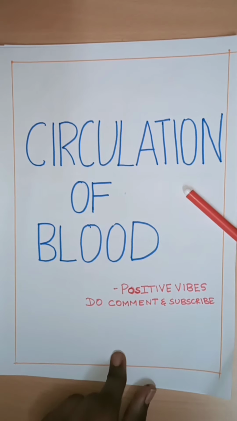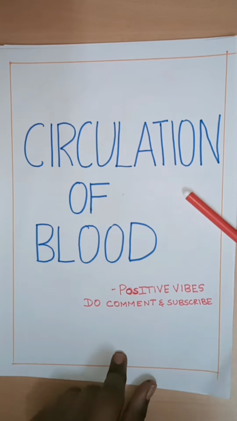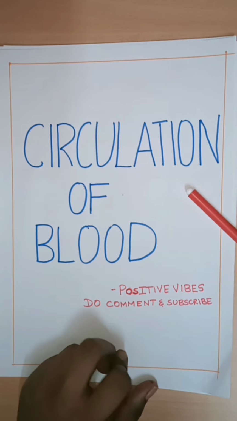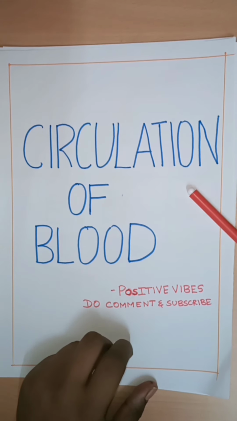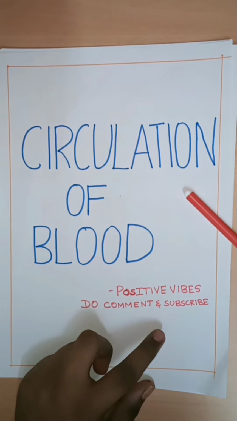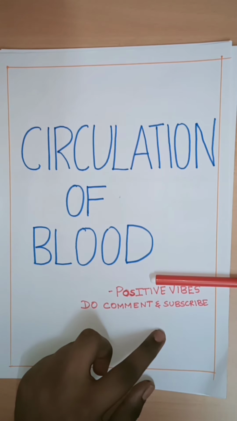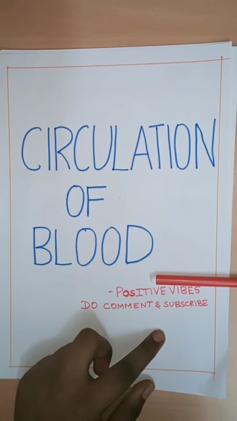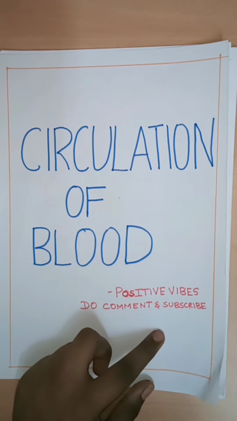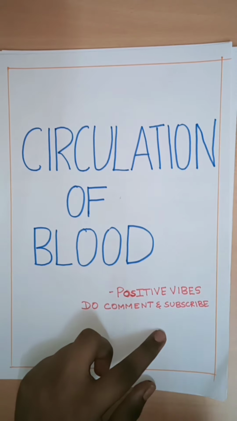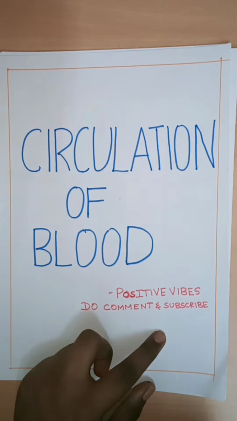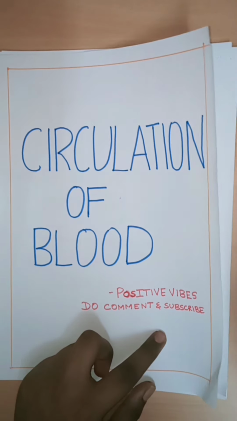Before going into the topic, I would like to ask a question. Our body is made up of cells. Cells will die without oxygen. We all inhale oxygen. That oxygen enters the lungs. From the lungs, how is the oxygen passed to all the cells of our body? If you know the answer, then please do comment. And if you don't know, then I'm going to reveal it at the end of the video. Now let us quickly enter into the topic.